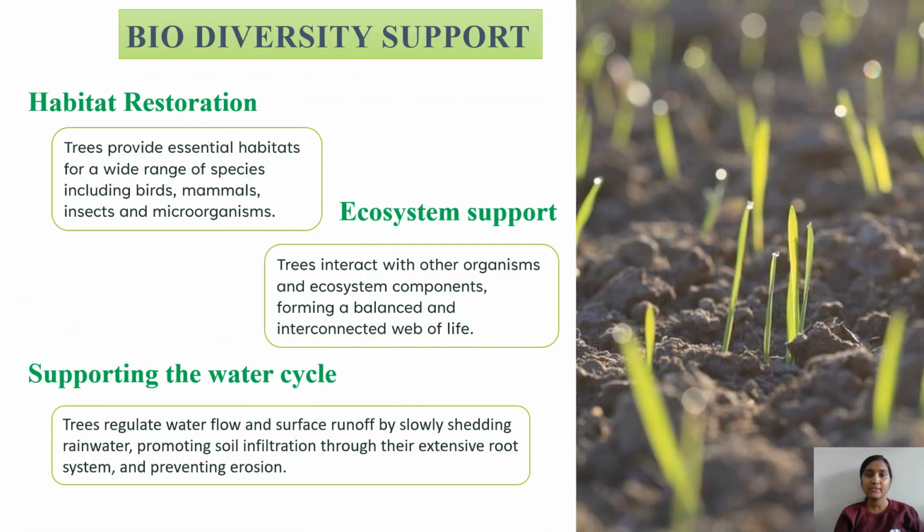First one is biodiversity support. Habitat restoration: trees provide essential habitats for a wide range of species, including birds, mammals, insects, and microorganisms. Ecosystem support: trees interact with other organisms and ecosystem components, forming a balanced and interconnected web of life. Supporting the water cycle: trees regulate water flow and surface runoff by slowly shedding rainwater, promoting soil infiltration through their extensive root system, and preventing erosion.